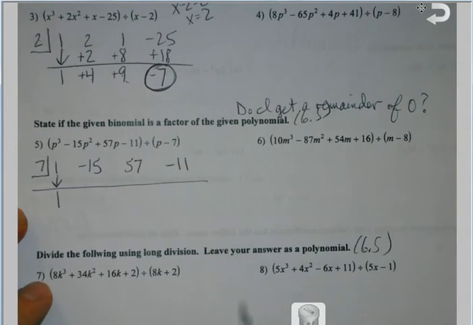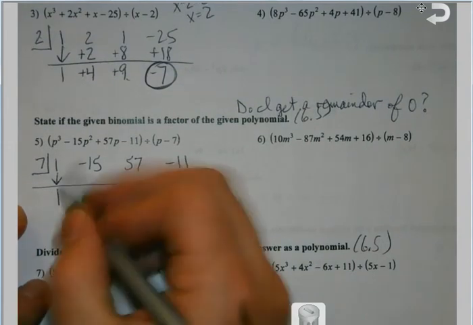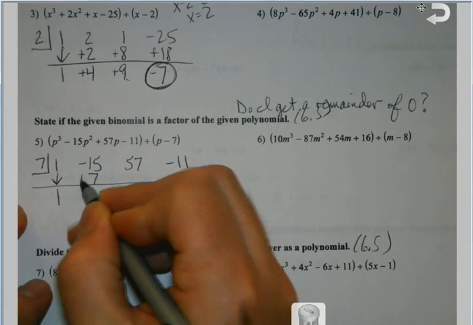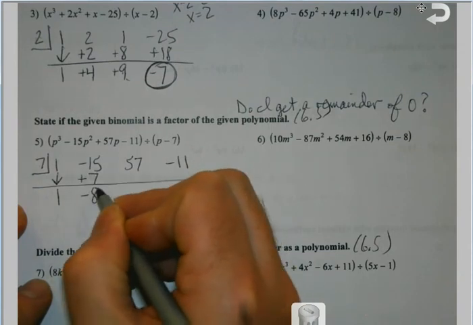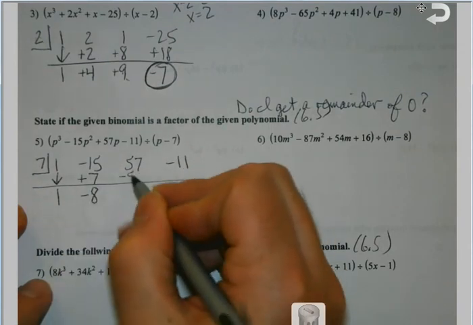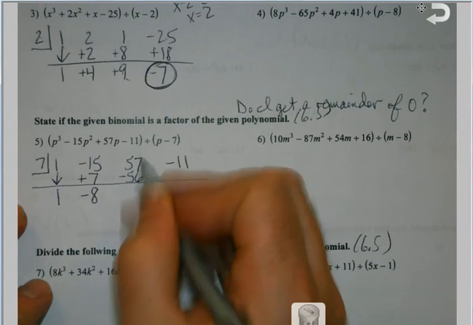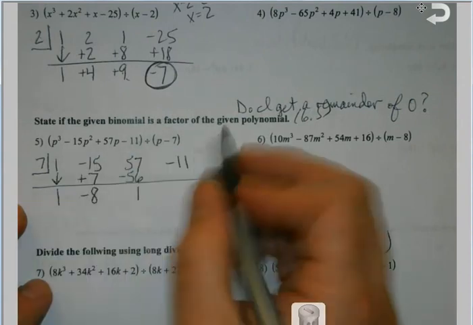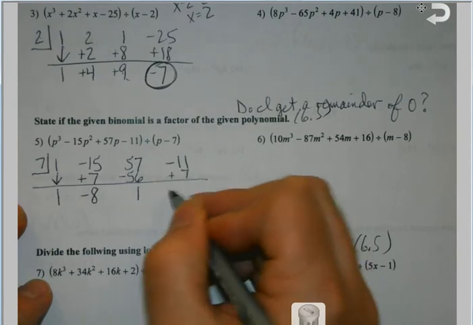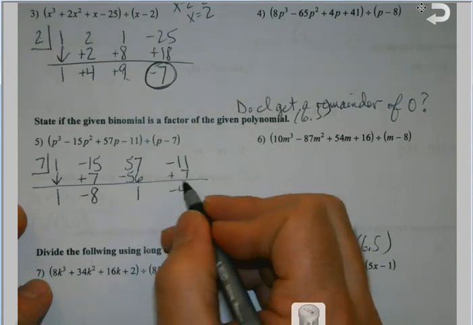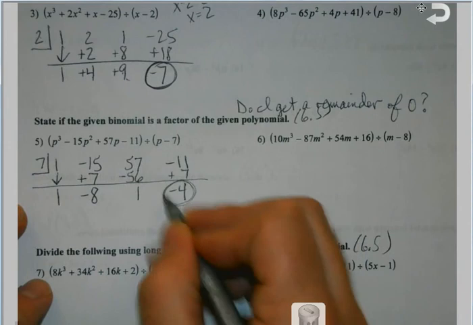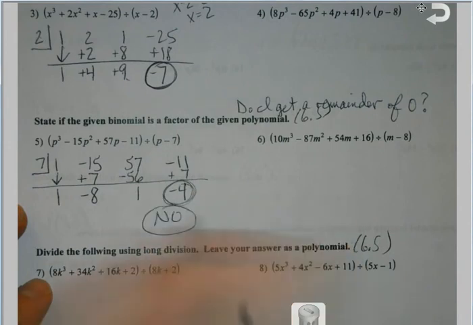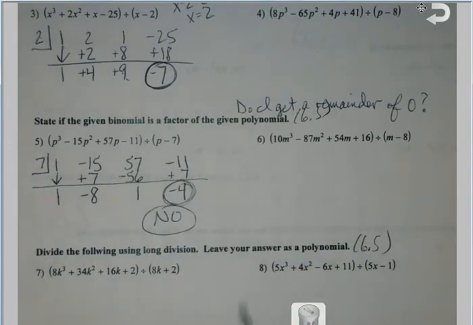And I'm going to bring my terms down and go. So, I got 1 down. 1 times 7 is 7. Add down. -8 times 7 is -56. Add down. 1 times 7 is 7. Add down. I didn't get 0. So no, that's not going to be a factor of the given polynomial. Okay? If I get a remainder of 0, it's yes.